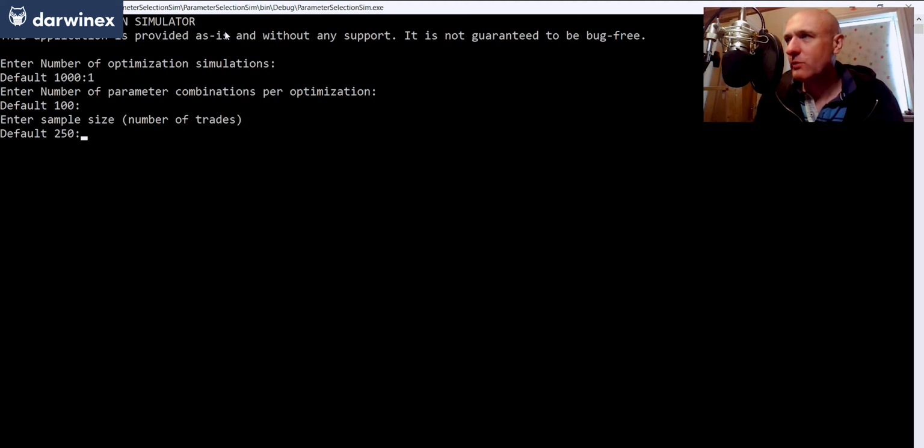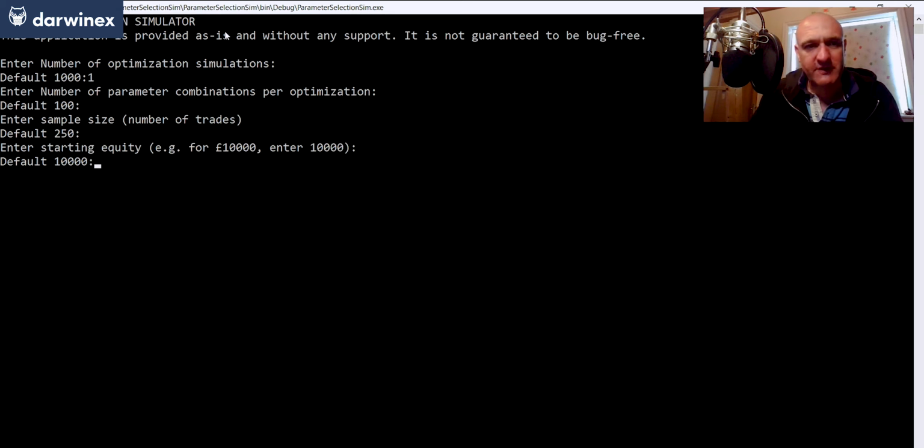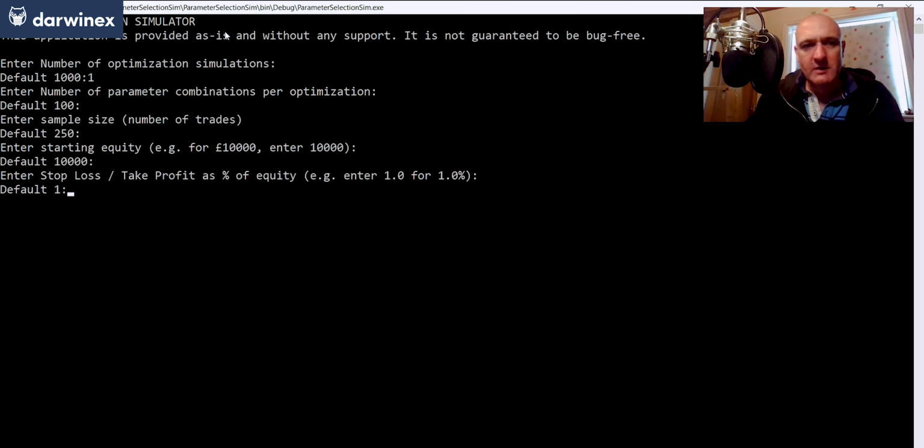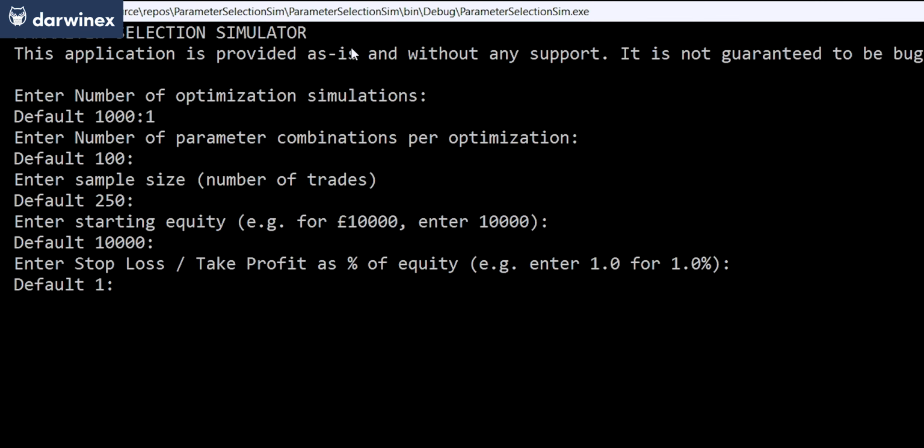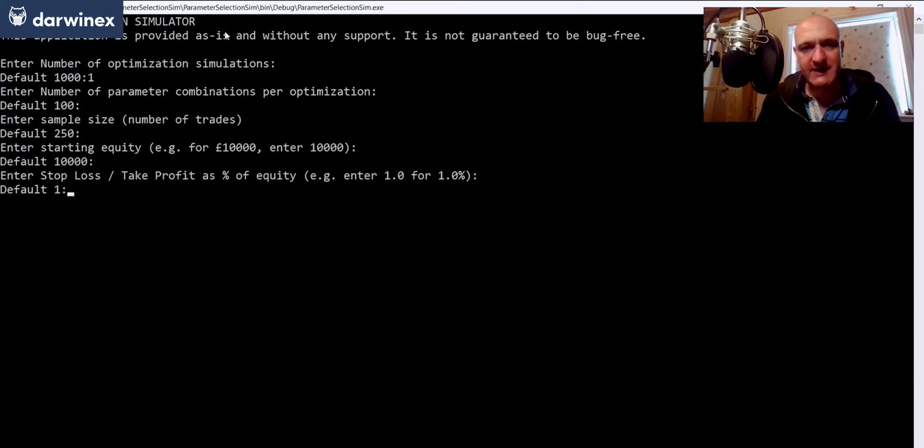And we can specify what we want the sample size to be. So let's keep this again at the default of 250 to start. The starting equity, well, we'll keep that at 10,000. The stop loss and take profit level. So if you remember, this is a system that always exits the trades either at a stop loss or a take profit, which is equidistant from the entry point of the trade. And so we'll keep that at 1% of the equity at any point in time.